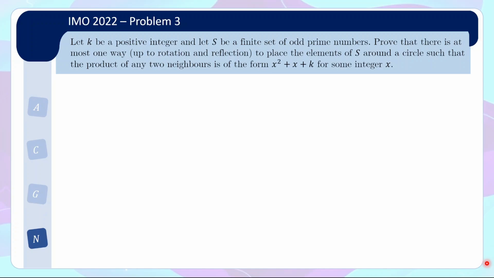Now, problem 3 is a number theory problem. We let k be a positive integer and let S be a finite set of odd prime numbers. Prove that there is at most one way, up to rotation and reflection, to place the elements of S around a circle such that the product of any two neighbors is of the form x squared plus x plus k for some integer x. Now, in the original question, it's actually worded for some positive integer x. And of course, if I can prove the statement for some integer x, this is a stronger statement.